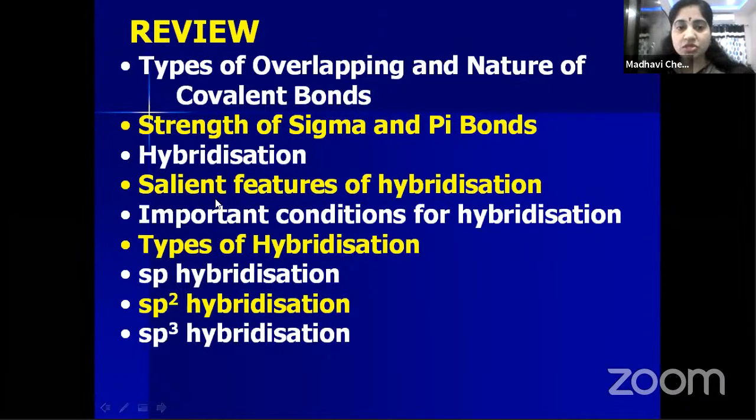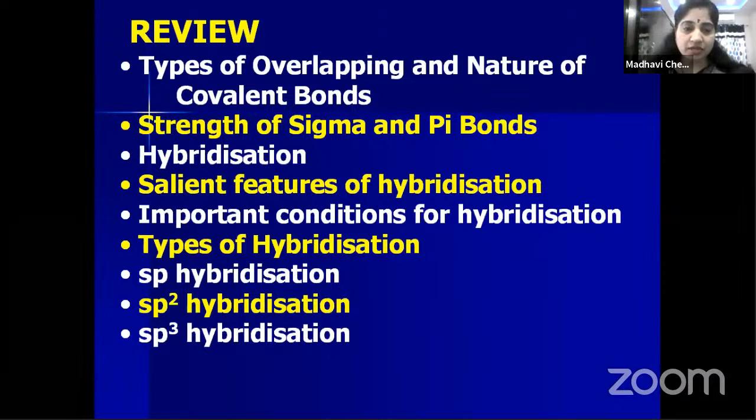Now, this hybridization is of many types, depending upon the intermixing of atomic orbitals, s, p, d orbitals. sp hybridization, sp2 hybridization, sp3, and dsp2, sp3d, sp3d2, like that we have many types of hybridizations.